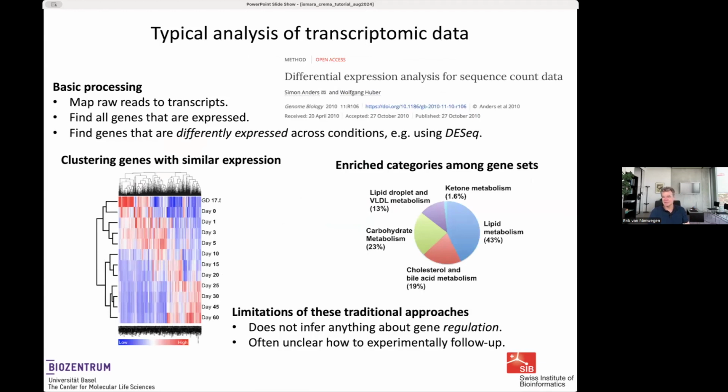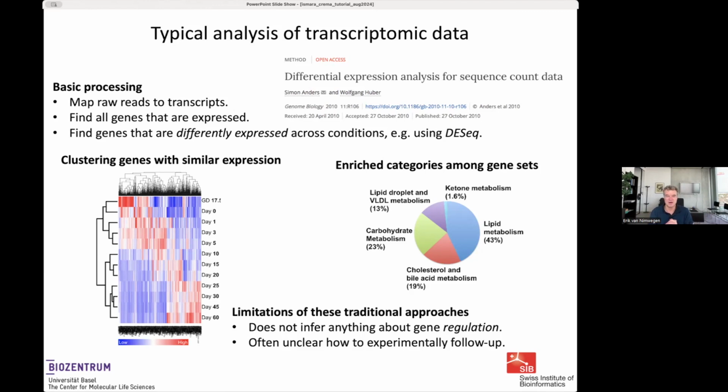So to make a little bit of a contrast with what I would say are traditional methods for analyzing such data: how do people normally look at genome-wide gene expression data? There is some basic processing to be done. You map your reads to transcripts, you find genes that are expressed, you start looking for genes that are differentially expressed across the conditions, so you can get a list of genes that are differentially expressed.